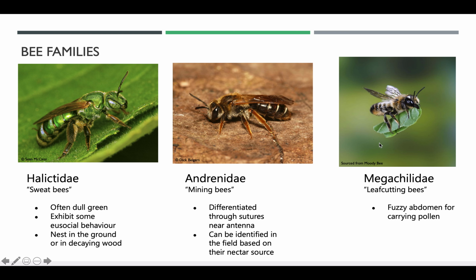And then these leaf-cutting bees: if you ever see a bee with a really fuzzy abdomen or a really thick abdomen, it's probably a leaf-cutting bee, and those abdomens are usually used to carry pollen, whereas mining bees, you'll find that they carry them in their mouth. And sweat bees, you'll notice, have these big hind legs to carry pollen.